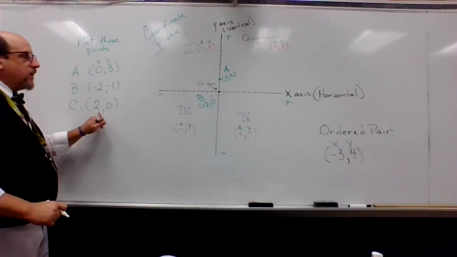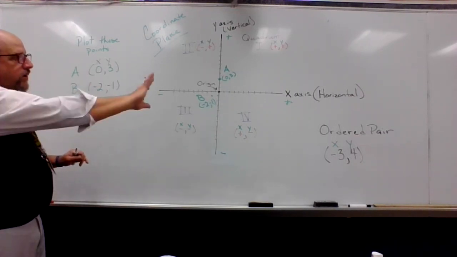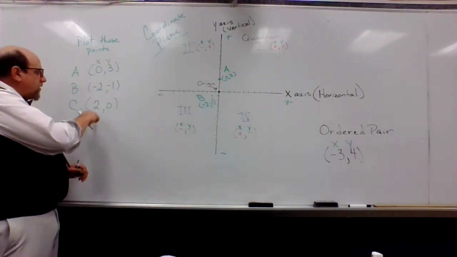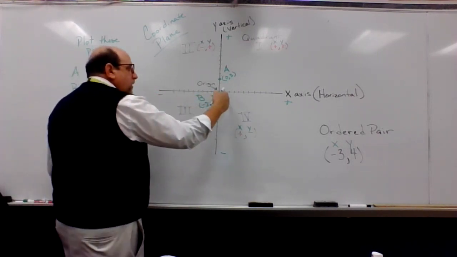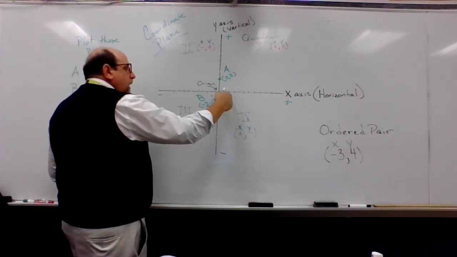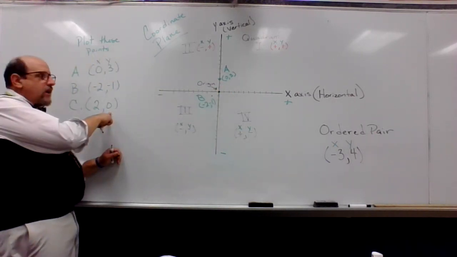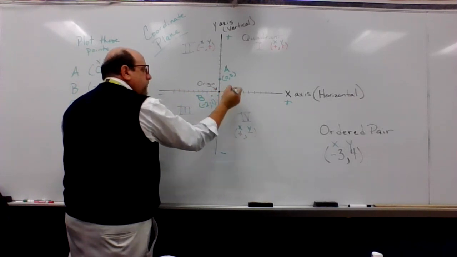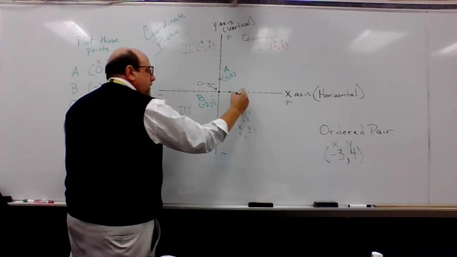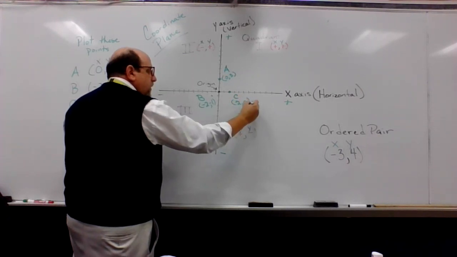And last but certainly not least is moving over 2 spaces to the right, that's our x-coordinate. Along the x-axis, we move +2, which is counting over 1, 2. And we're not moving up and down at all. We're staying right there on that line. So there it is. And we're going to label that C and put the coordinate pair on there.